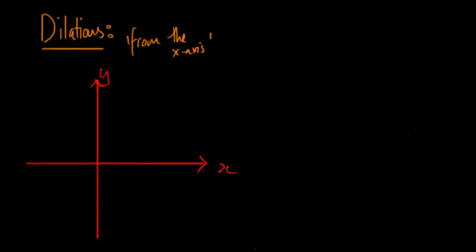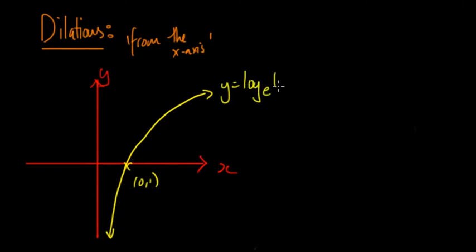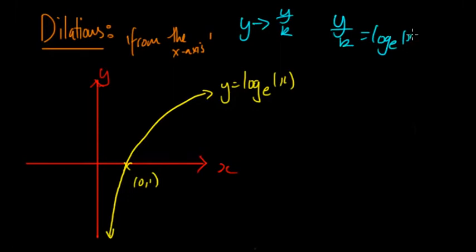So beginning with some dilations. We have a general shape here, and we know that it goes through the point (1, 0). That's y is equal to log e x. So we'll just take log e x, but it could be any other one. And that's just like a general shape, it doesn't matter too much. And then let's say from the x-axis we're replacing y with y on k. Then we're going to get y on k is equal to log e x. Therefore y is equal to k log e x.